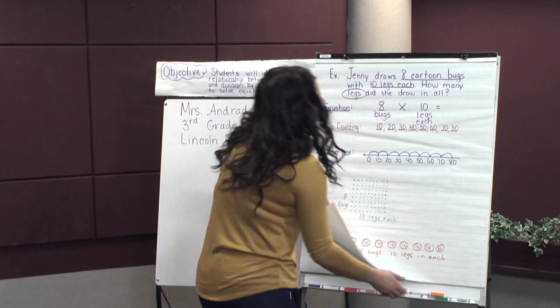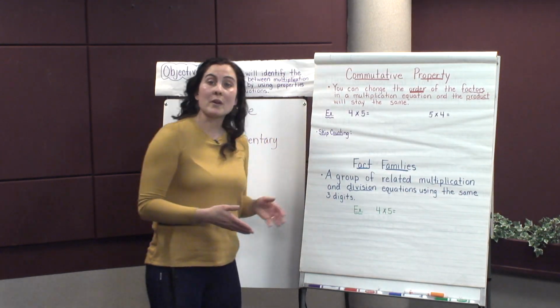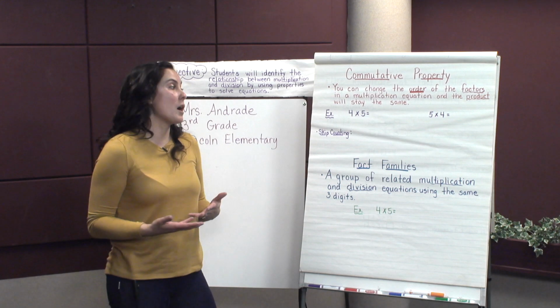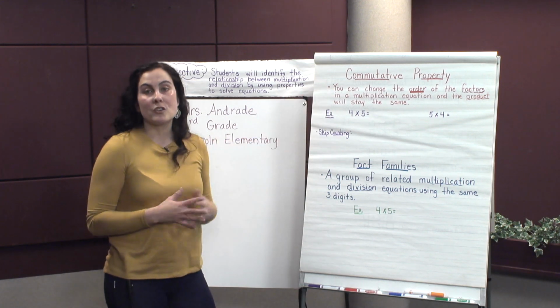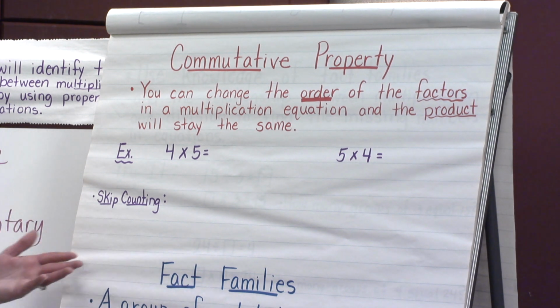Now that we know that, we're going to move on to the commutative property. Now that you know how to solve the problem, it's important that you understand the commutative property. You can change the order of the factors in a multiplication equation, and the product will stay the same. The answer will stay the same.